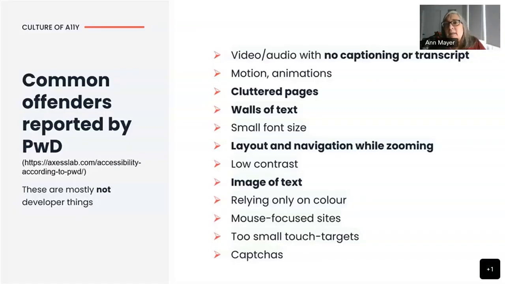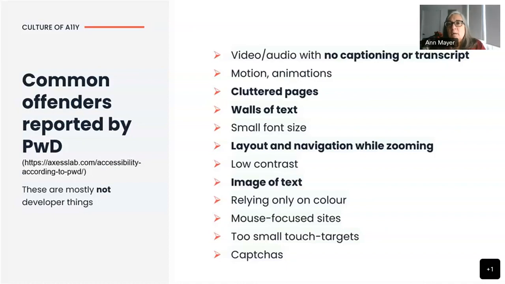This is a list of some of the worst offenders as reported by people with disabilities. Most of these are not developer things. You can see that some of them, like font size and relying only on color, are designer things. The ones that I've highlighted here are things under the control of an editor. And again, no coding is necessary for these.